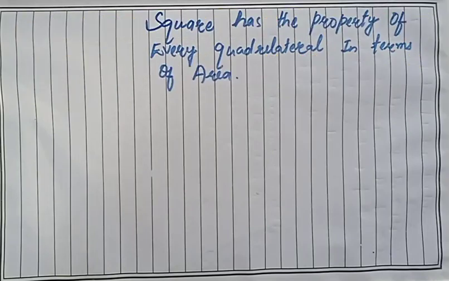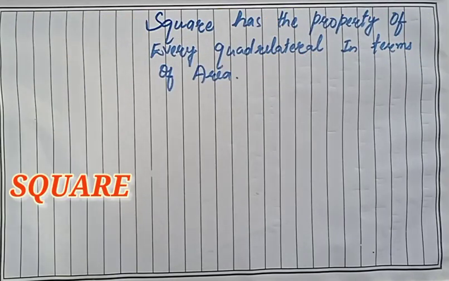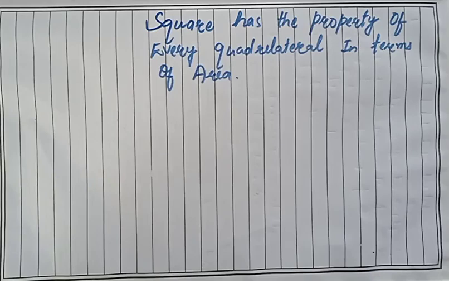As you can see, I have written that the square has the property of every quadrilateral in terms of area.